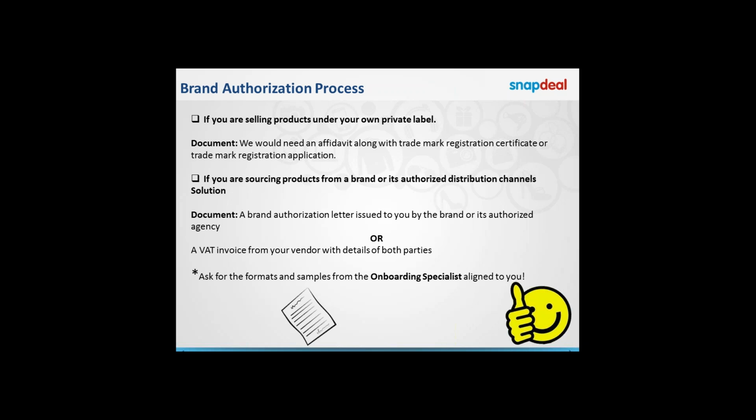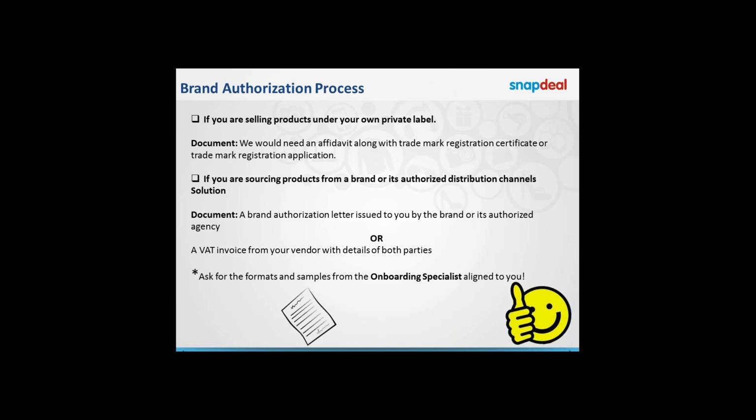He's manufacturing products on his own and then fulfilling them. However, if the seller is sourcing products from a brand or an authorized distribution channel, then the seller would be required to provide us with a brand authorization letter issued to him by the brand or his authorized agency, or a VAT invoice from the vendor which has details of both the parties. It would require the TIN number of the seller who's buying products from the authorized channel and the registration details of the person who's selling products to the seller.